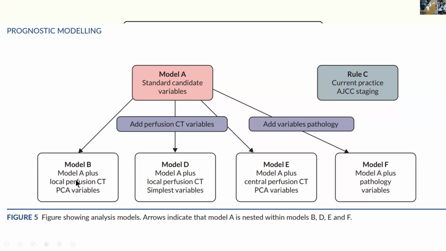When they added perfusion, local perfusion CT, they called it B. And as they did various other models, they have given what each model contains. So when you make a model, you must say these are the variables I'm using to predict the outcome in my model. You should label the models differently. That's the first thing. Next.